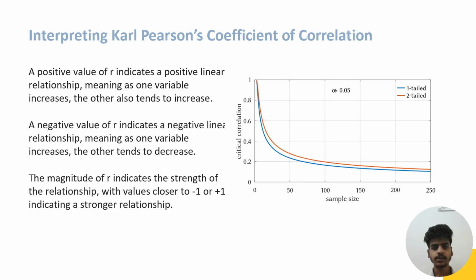Interpreting Karl Pearson's coefficient of correlation. A positive value of R indicates a positive linear relationship, meaning as one variable increases, the other also tends to increase. A negative value of R indicates a negative linear relationship, meaning as one variable increases, the other tends to decrease. The magnitude of R indicates the strength of the relationship, with the value closer to -1 or +1 indicating a stronger relationship. The graph is shown.